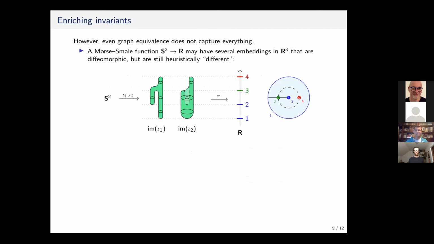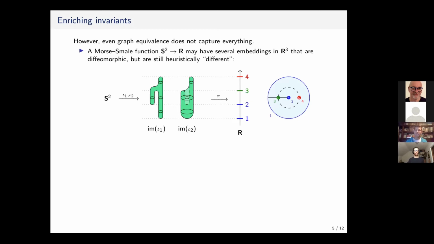One way to understand this Morse Smale graph better is to take a Morse Smale function from the sphere to the real line and factor it through a smooth embedding in R3. Here I have two embeddings of the sphere in R3, and they are diffeomorphic to each other, right? We can take the embedding on the left and squish this shorter limb up and inside to get the embedding on the right.